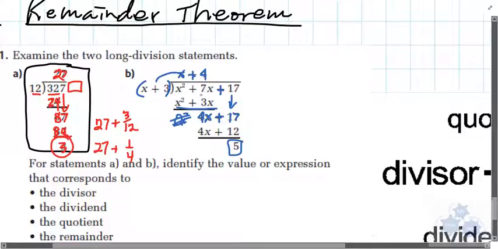So when you divide this, the result is x plus 4, that's the quotient, plus a remainder of 5 over x plus 3. Okay, so there's 5 left over. That's how you would technically write that.